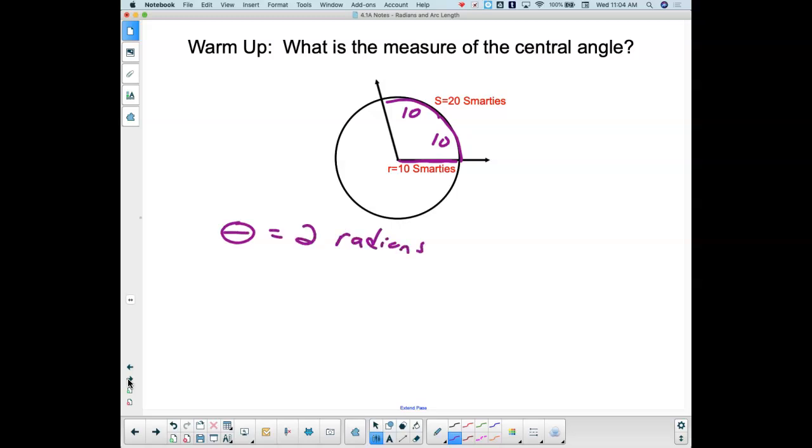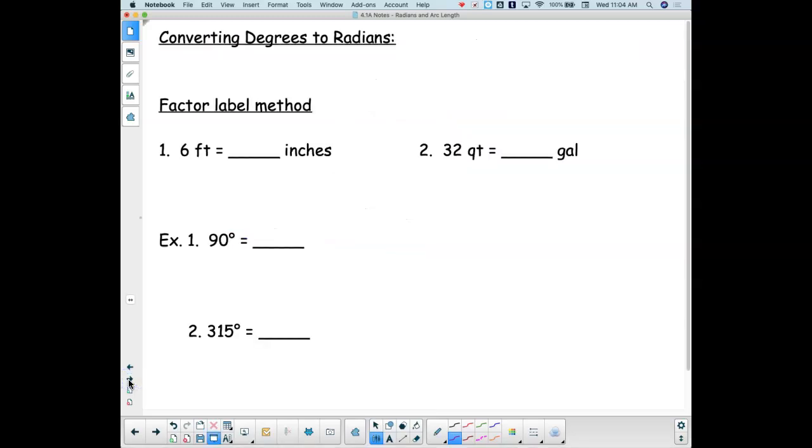Cool. So we're going to talk about radians a lot in pre-calculus. We've got to get used to that radian thing. But before we do that, we're going to go away from it just a little bit and talk about some other things. First, we have to be able to understand how degrees and radians are related and about the same size.